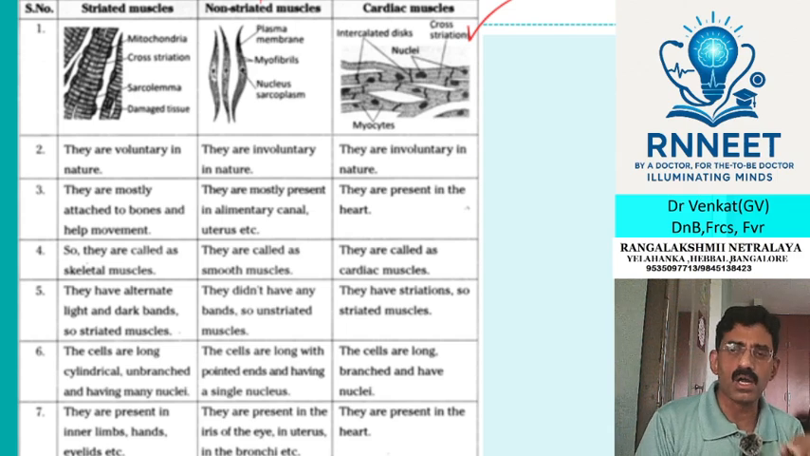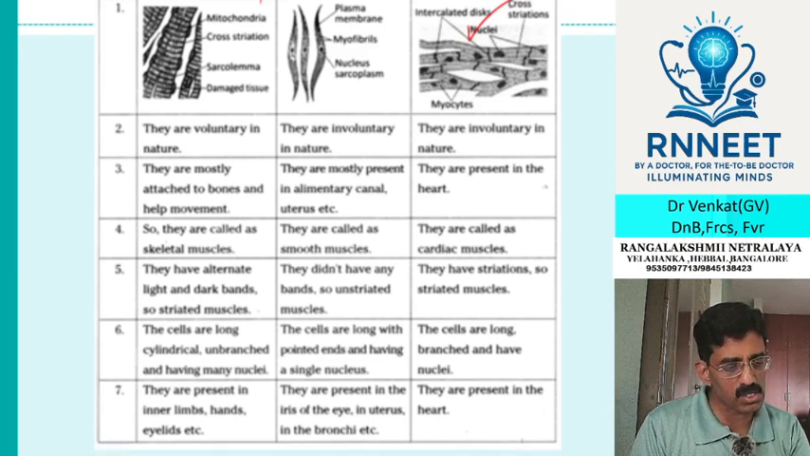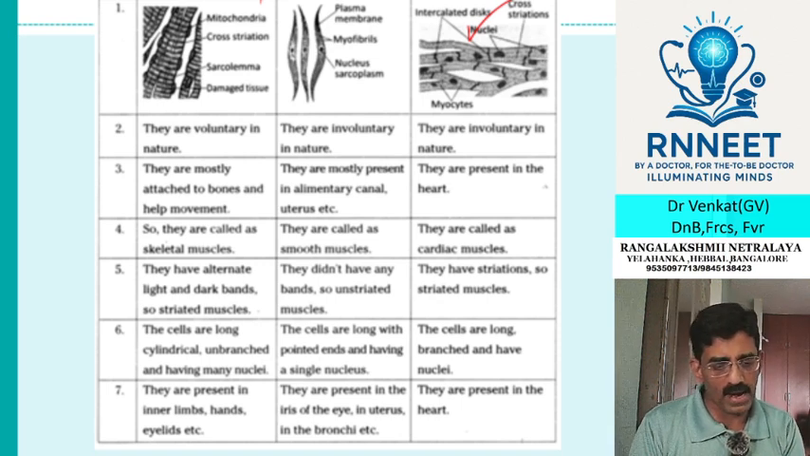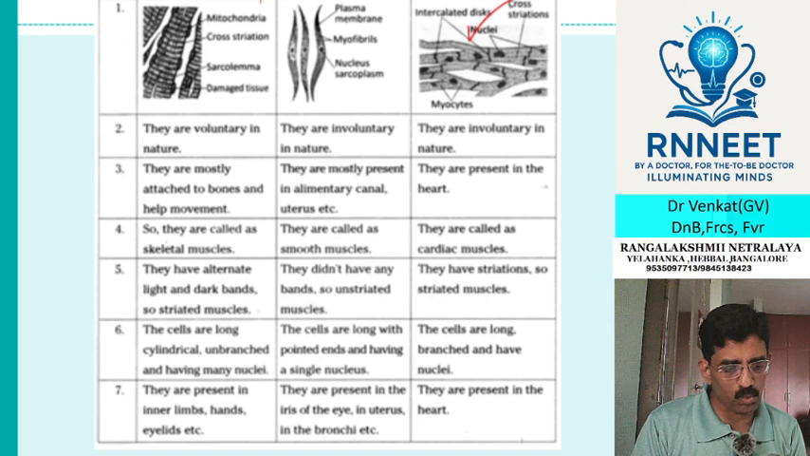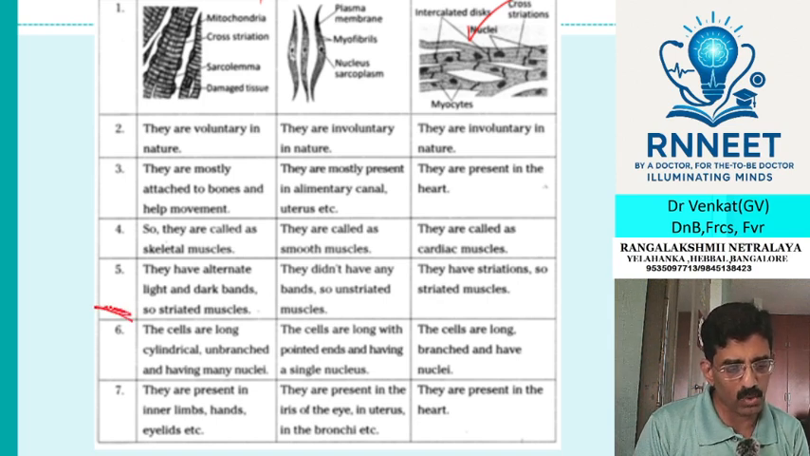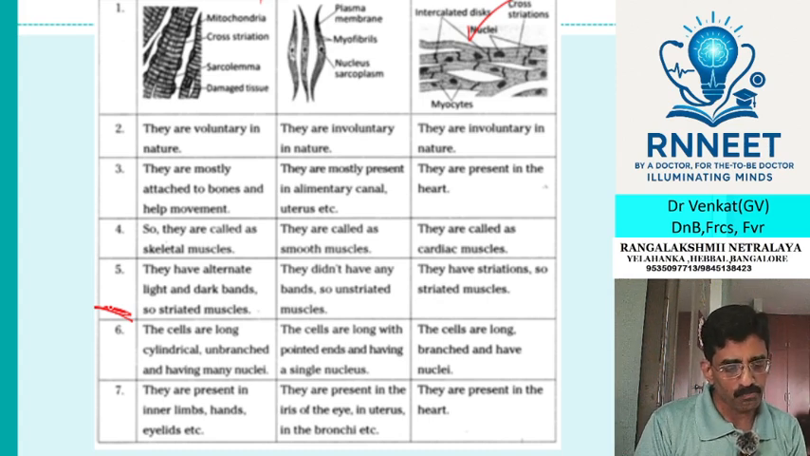Now a very important part. The skeletal muscles are typically those which have alternate light and dark bands, your A band and Z band, and that is why these are called striated muscles. Why are they called striated? Because they have the light band and the dark band. Whereas smooth muscles do not have any light and dark bands, they are unstriated.